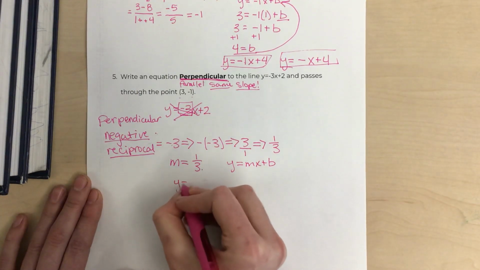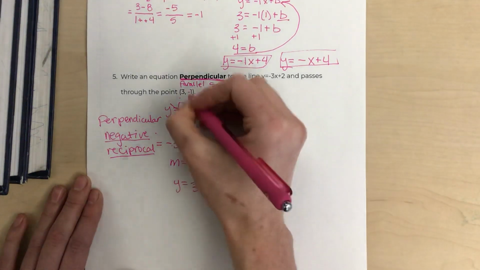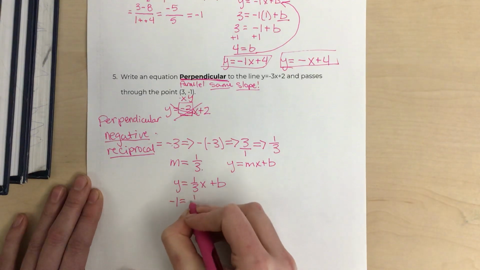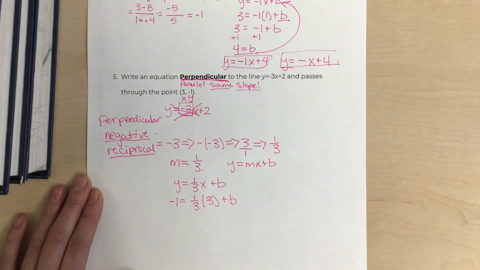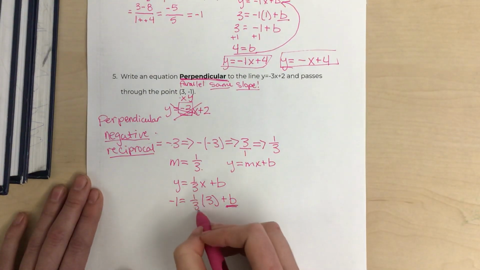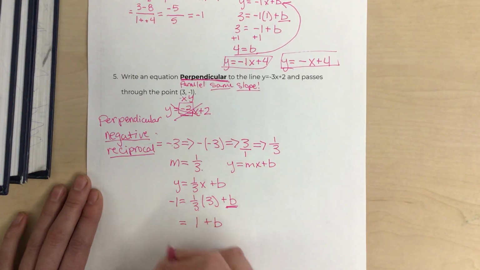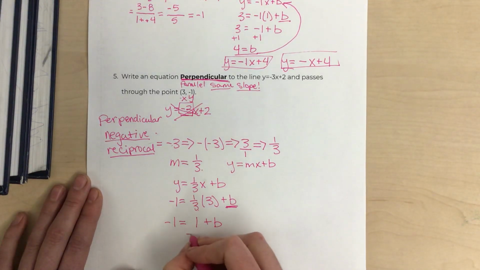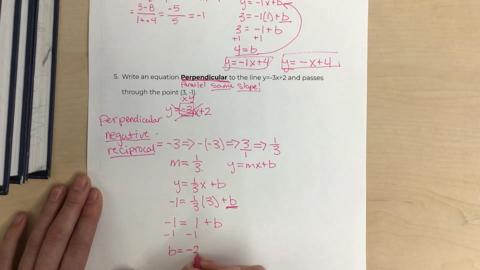So y equals 1/3 x plus b. x is 3, y is -1. -1 equals 1/3 times 3 plus b. I want b all by itself, so that means I'm going to take 1/3 times 3 to get 1 plus b, and that's still equal to -1. To get b by itself, I subtract 1 from both sides, and I get b is equal to -2.